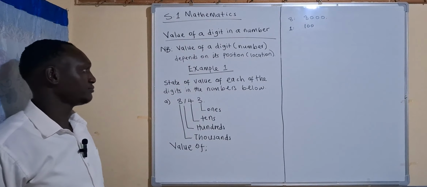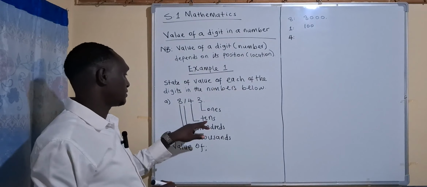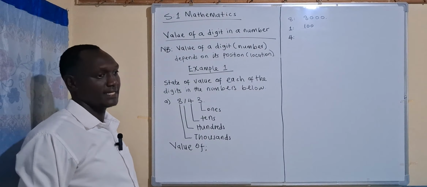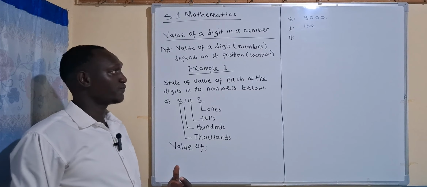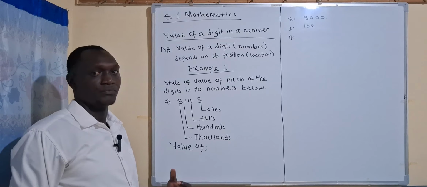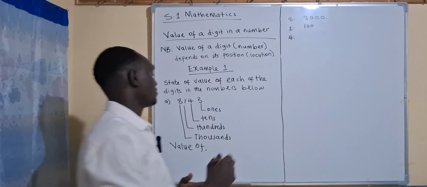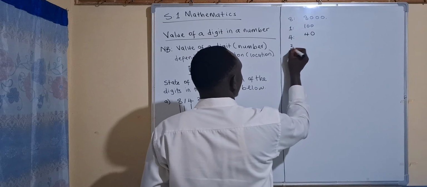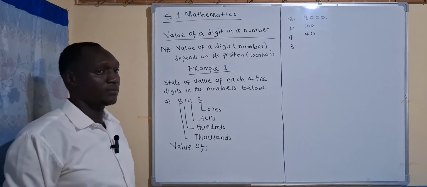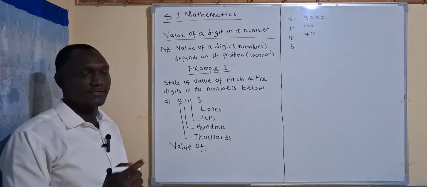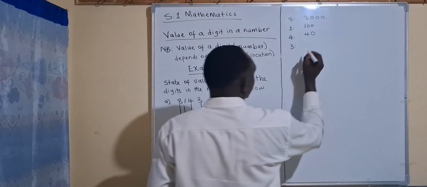And then the value of 4 given its position, it is in position of tens. That means there are 4 tens. So if you add up those 4 tens, 10 plus 10 plus 10 plus 10 gives you 40. So the value of 4 is 40. And then now the value of 3, given its position, it is in the position of ones. There are 3 ones. So 1 plus 1 plus 1 gives you 3. So the value of 3 is also 3.